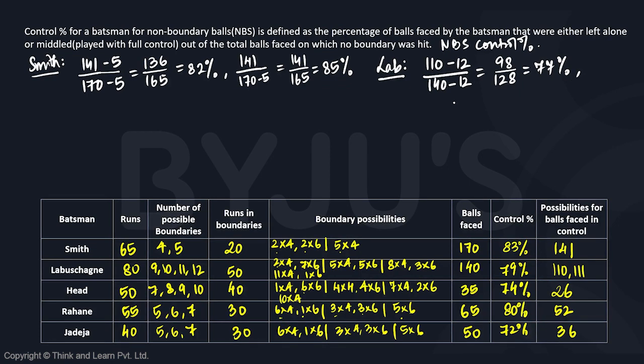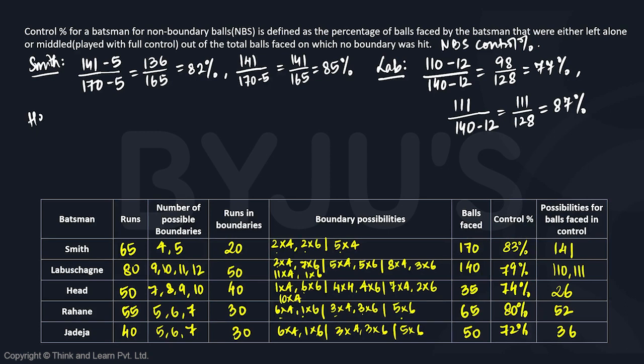Now, if we want to calculate the highest, we will say that out of 111 balls, he did not hit any boundary out of these 111, right? And from this 140, we will try to make the denominator as small as possible so that we get the highest percentage. It will be as small as possible if we subtract 12 and not 9. So this is going to give us 111 upon 128. If we try to calculate this, this is going to be 87%.